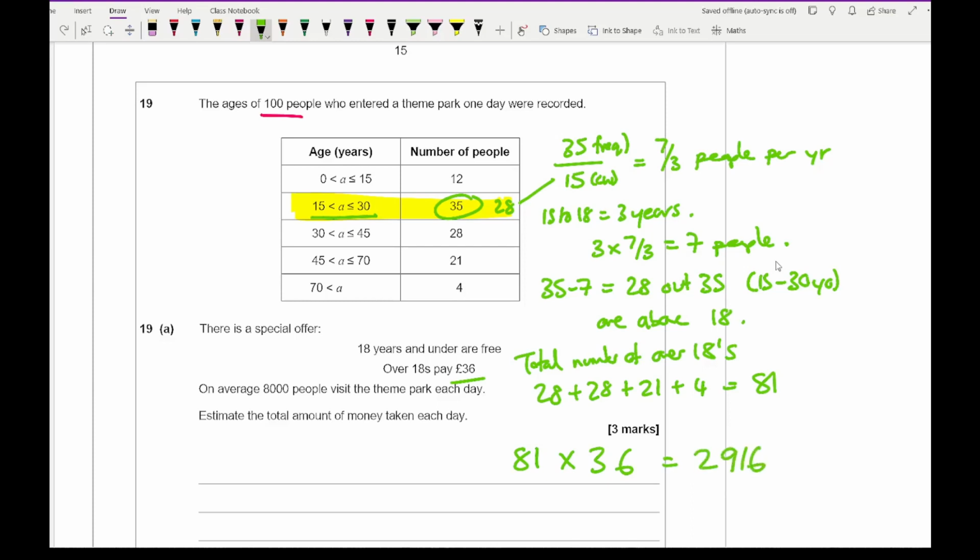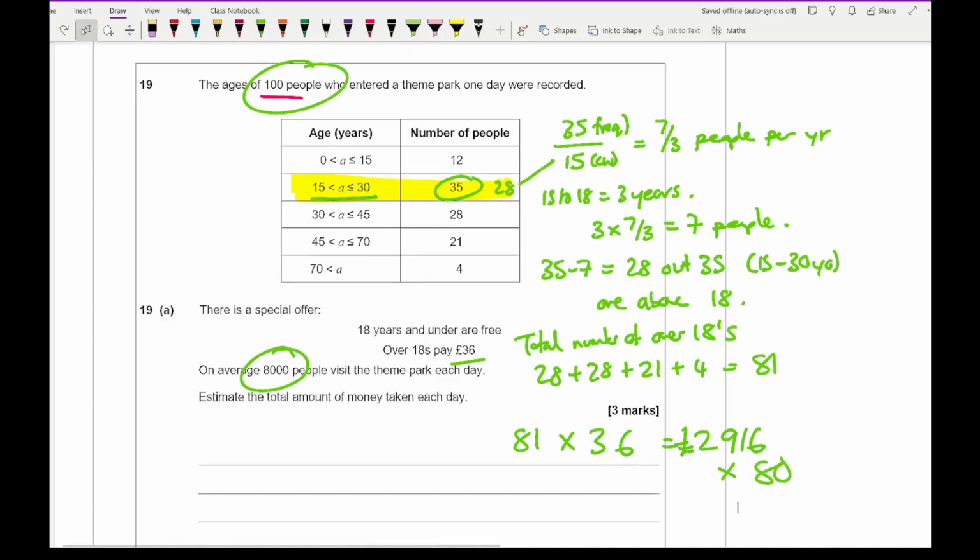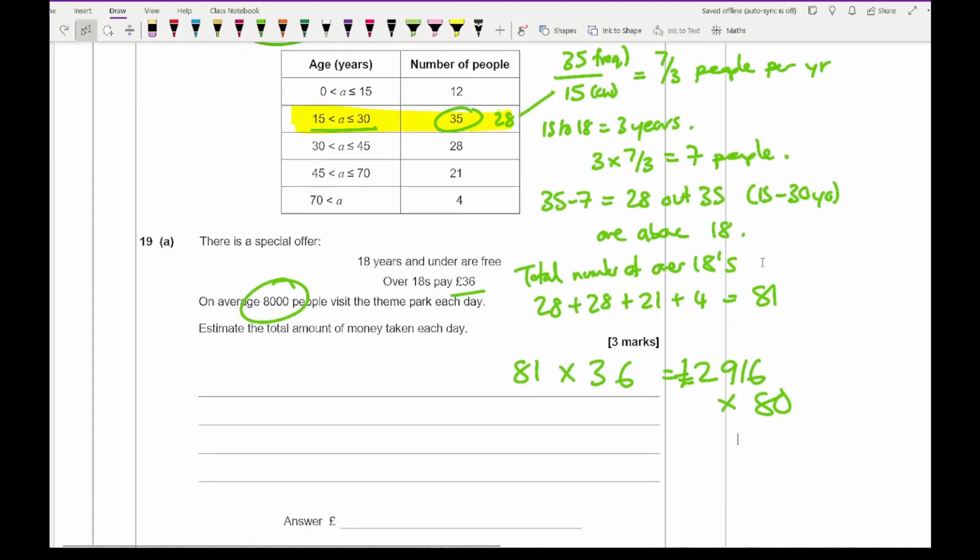2916. Now that's how much money was earned from the 100 people, but there are 8,000, so I then need to multiply that by 80 because that's how many hundreds there are in 8,000. So 2916 multiplied by 80 gives me a final answer of £233,280.